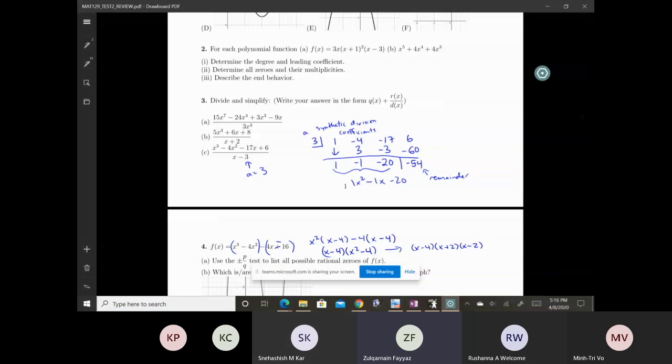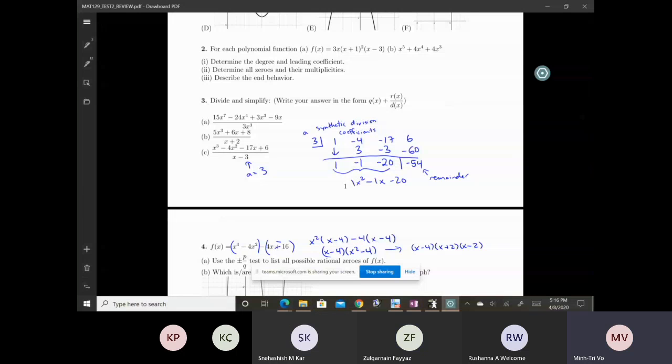So do we have to write minus 54 divided by x minus 3 at the end? Just leave it as remainder negative 54. Okay. Yes, sometimes you would write it as a fraction, but here you don't have to worry about that.